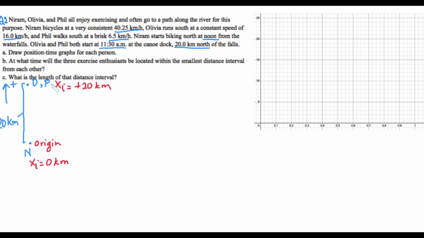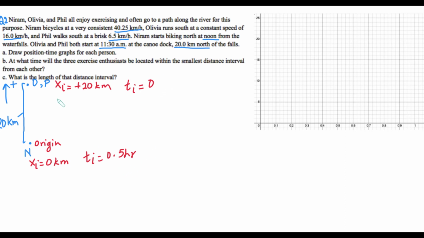Olivia and Phil start at 11:30 a.m. So their initial time would be 11:30 a.m. Let's map that to 0. Then Niram's initial time would be 0.5 hours because he starts at noon. 11:30 a.m. we have chosen to correspond to 0. So noon would correspond to 0.5 hours.